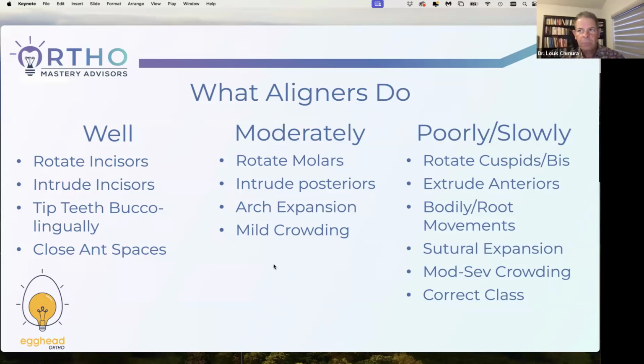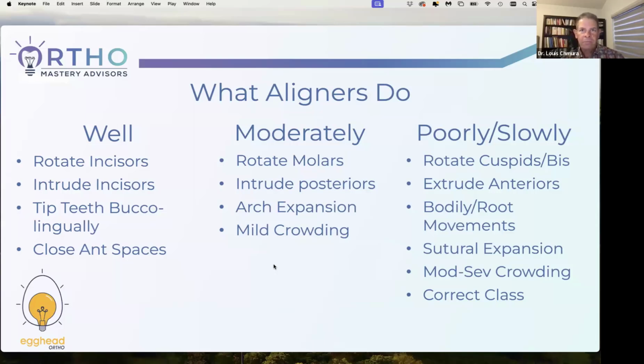Rotate round teeth. You can put attachments on. It's still the sort of thing that, man, if you could just rotate those first in 2 or 3 months with a hybrid case, then it's easy to do with aligners. Doesn't extrude anteriors very well. If you have smile arc issues, you want to address those first with pivots or with brackets or something to take care of that, and then finish with aligners. Doesn't do well with bodily movement. So if the root is out of position, aligners may not be the right choice.